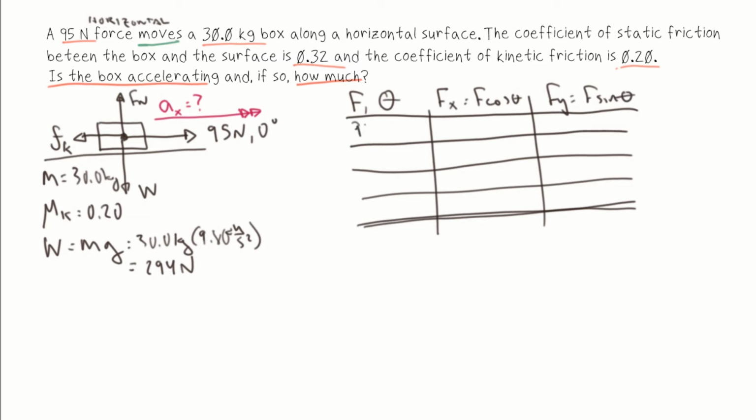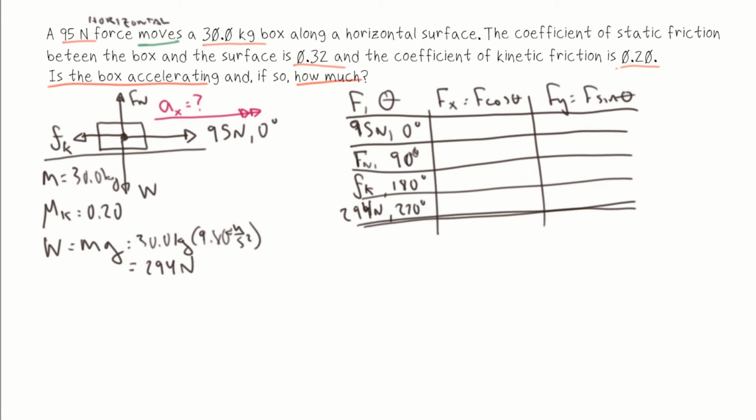We got 95 newtons at 0 degrees. We don't know the normal force, but we know it's at 90 degrees. Oh, sorry, if I don't hold the stylus the exact perfect way, it thinks I'm pressing the button and then it stops writing. All right, so we have the frictional force at 180 degrees. And we have the weight, which we know, so let's just plug the value in, 294 newtons at 270.